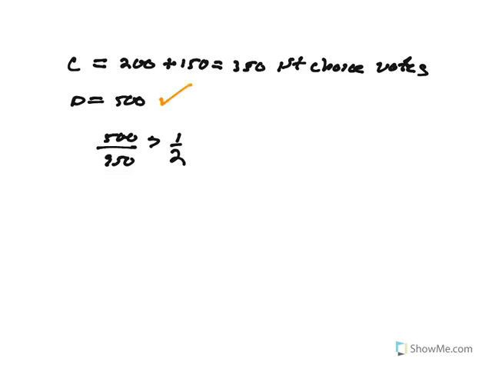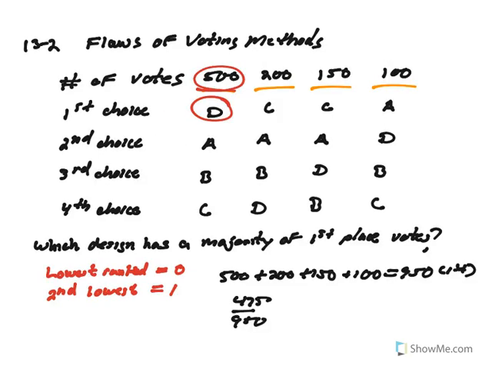Then for the second part, I want you to use the following table, which I'm going to put on the next slide. I know it looks a little bit overwhelming. We have four choices, and we're referring back to the table that was given here. Just so you know, the total number of votes for each column remains the same: 500, 200, 150, and 100.